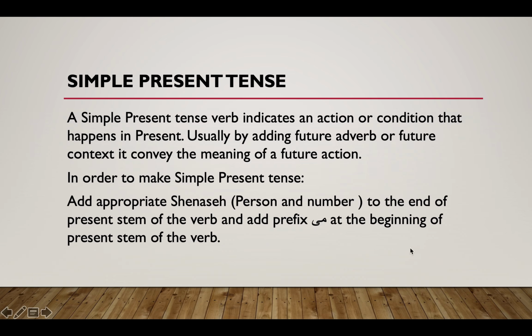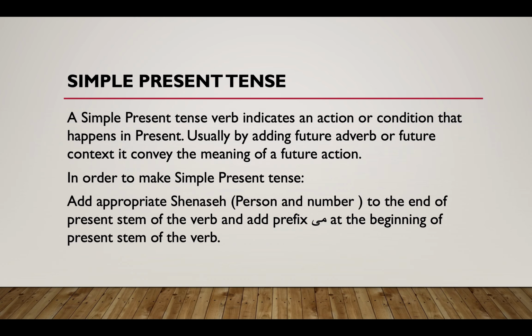Okay, today we are learning about simple present tense in Farsi language. Simple present tense, as we know, indicates an action, condition, situation, event, or occurrence in the present time. And in Farsi, since we are talking about present tense, we have to have the present stem of the infinitive. So present stems, as we know, always are used for present tense verbs.